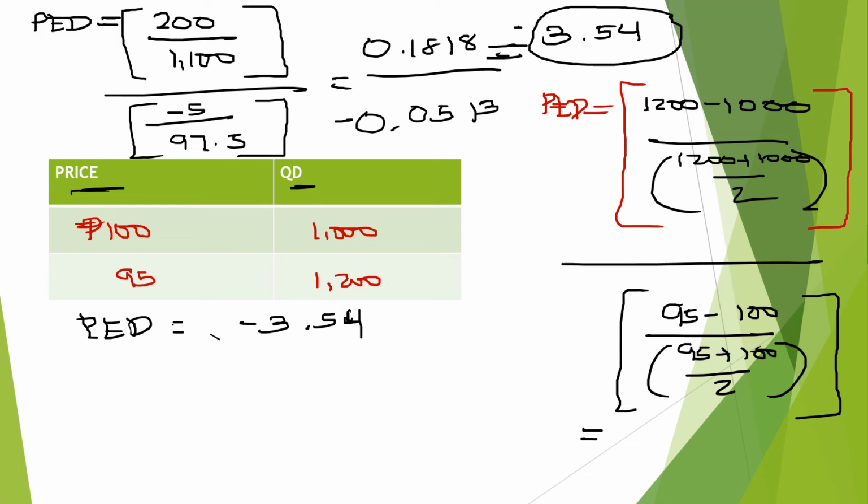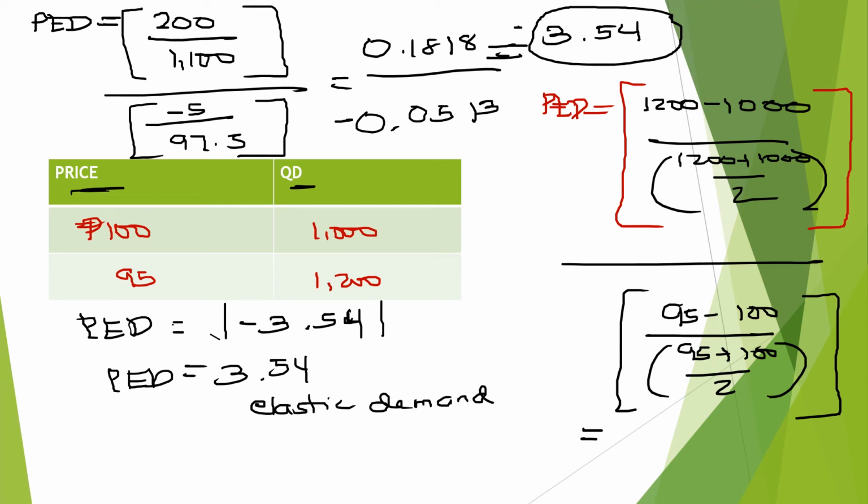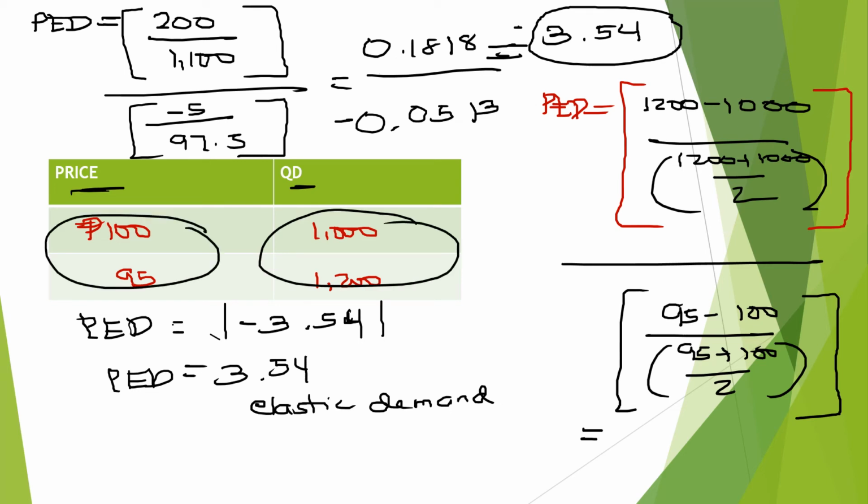And since we are trying to interpret this type of demand, we need to get the absolute value. So your PED is 3.54. Okay, we ignore the sign. And 3.54 is greater than 1, right? So this is an elastic demand, which means that the demand, the QD, is very sensitive to the change in the price.